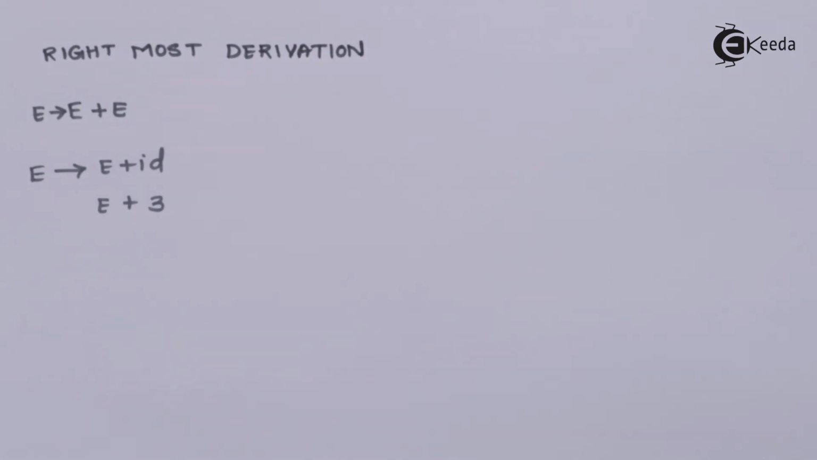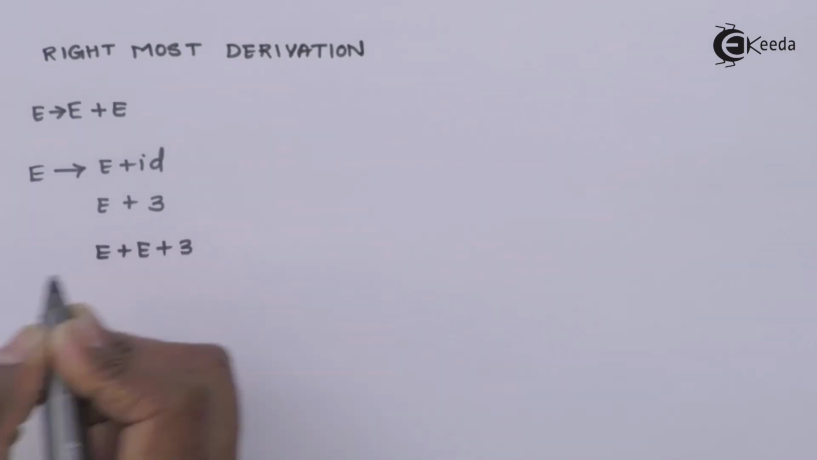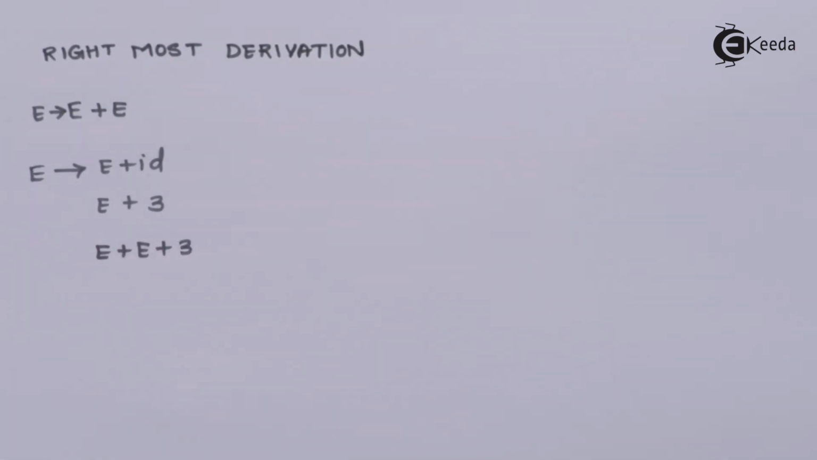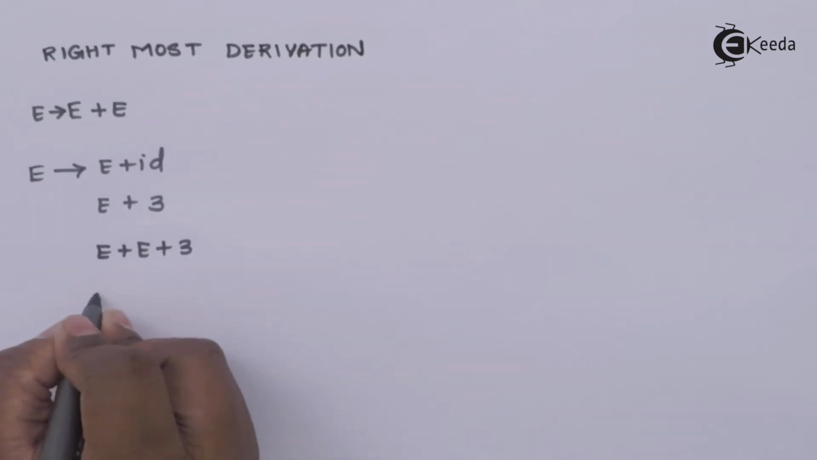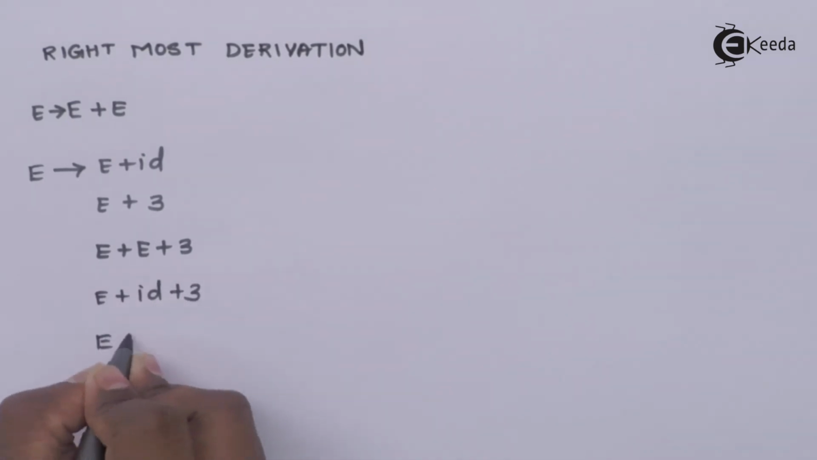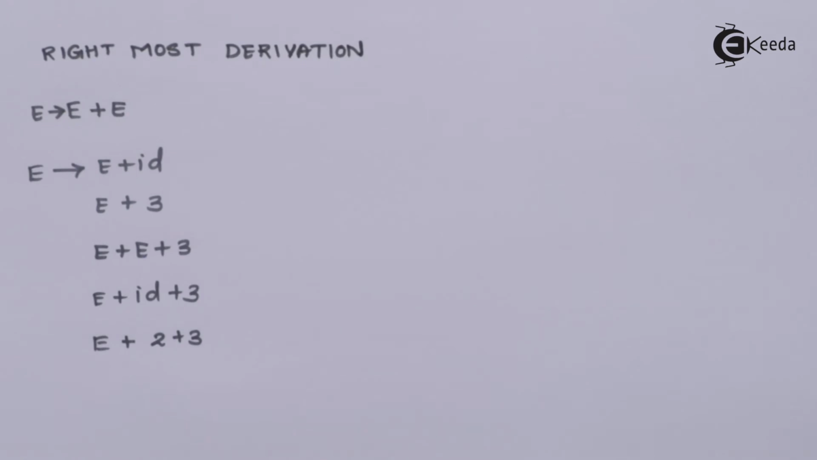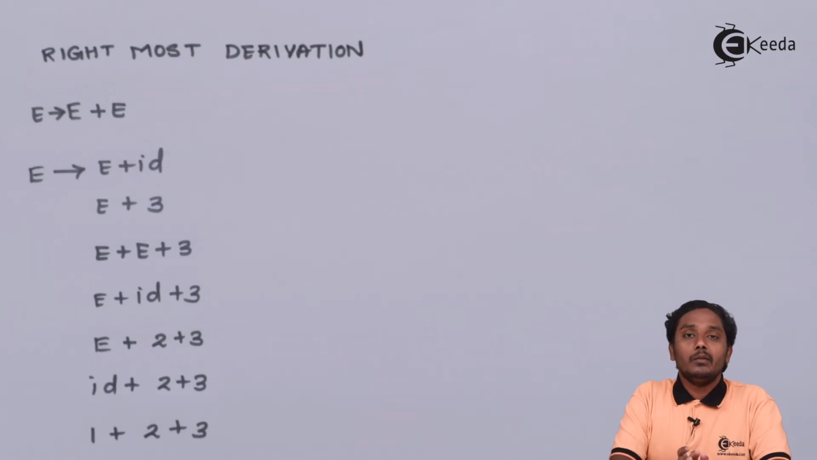Now we need one more plus, so we will resolve the first E using the production E produces E plus E. Now again the rightmost E will be replaced with ID to get the symbol 2. Now we need to get 1. First we are using the production E produces ID, then we are using the production ID produces 1. You can see that we have produced the rightmost derivation 1 plus 2 plus 3.